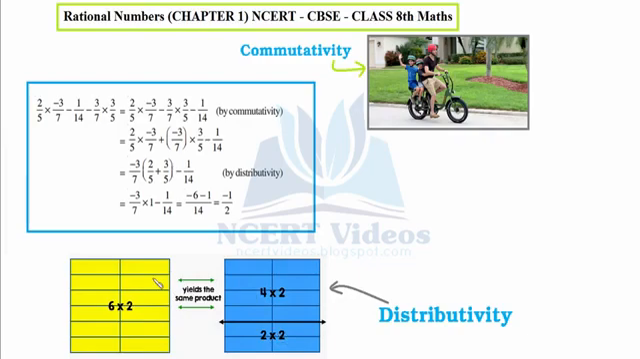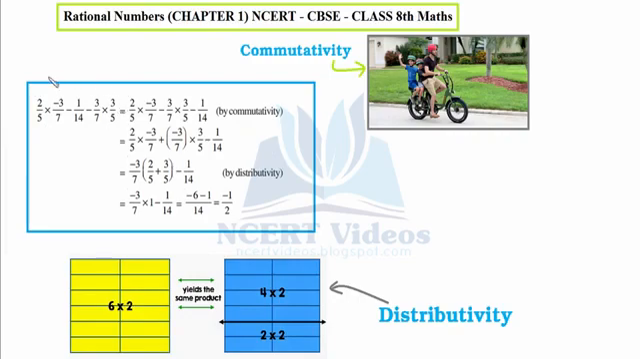That is, these both figures represent the same number of boxes. The only difference is we have distributed it. That is, 6 into 2 can be written as 4 into 2 plus 2 into 2. So basically, we have studied two properties in this exercise of rational numbers for class 8th chapter 1. To make you understand it better, we have an example.